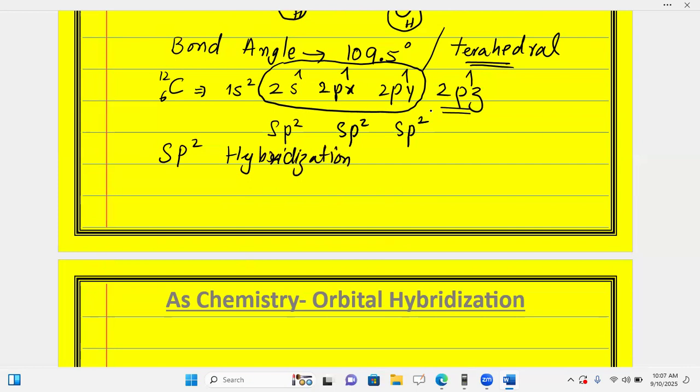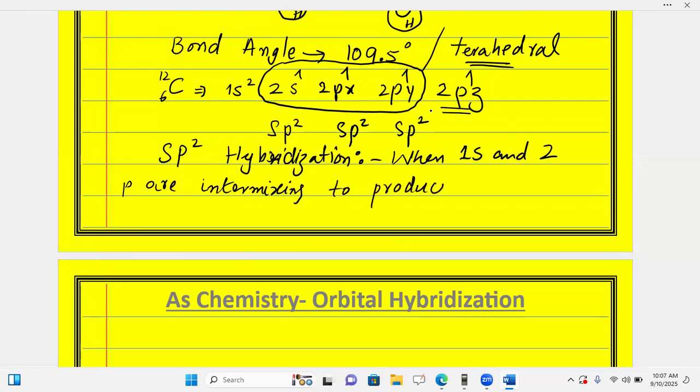And in this section, I will say when 1s and 2p are intermixing to produce 3 sp2 hybrid orbitals over there, then we say that sp2 hybridization is going to happen over there.